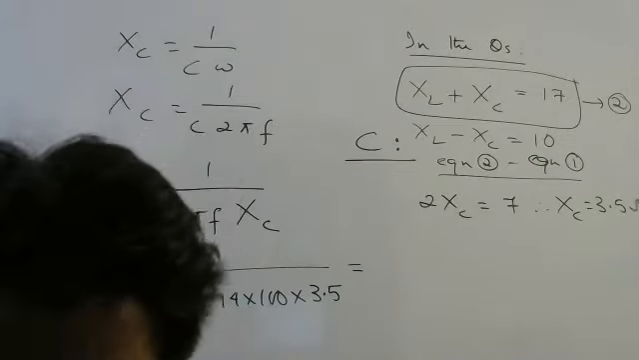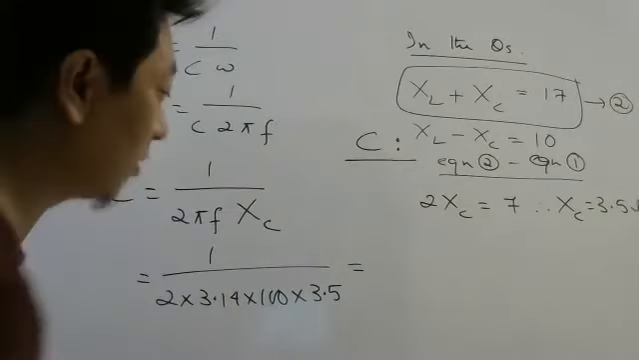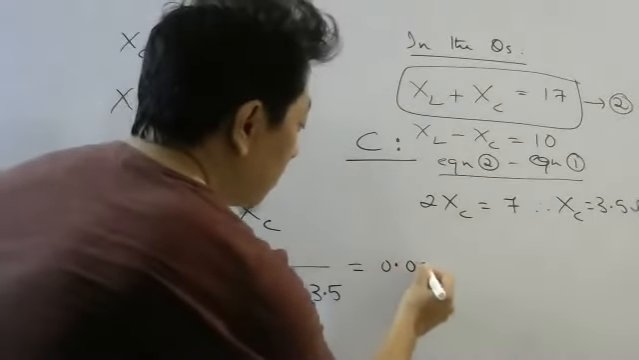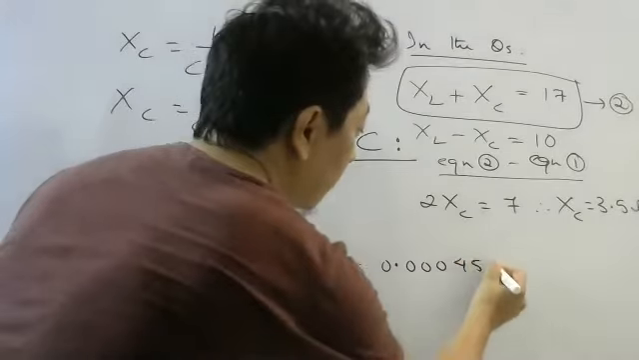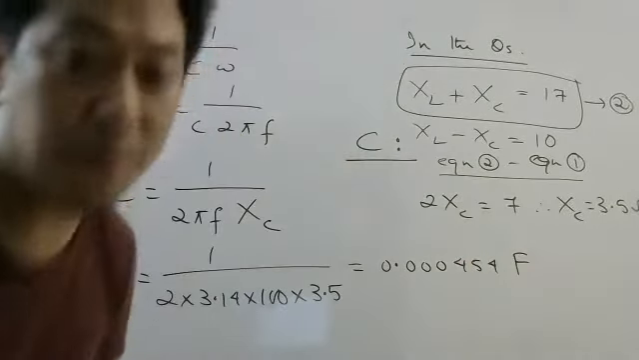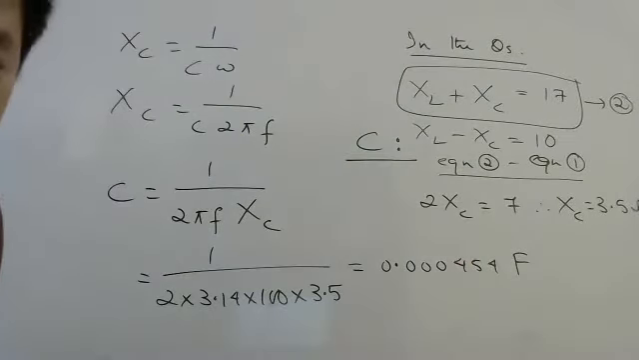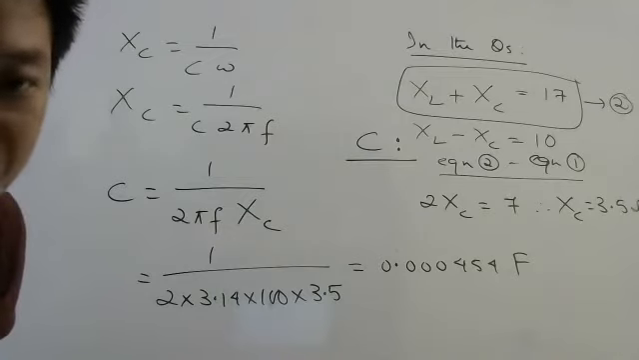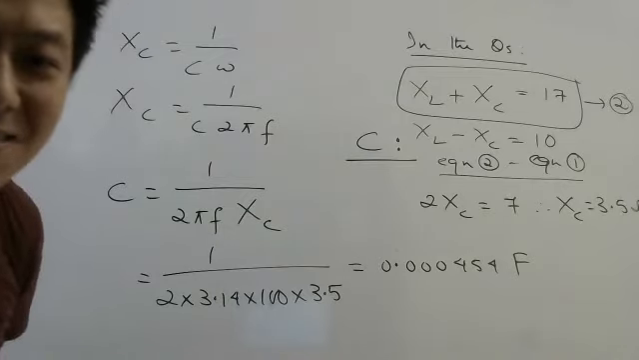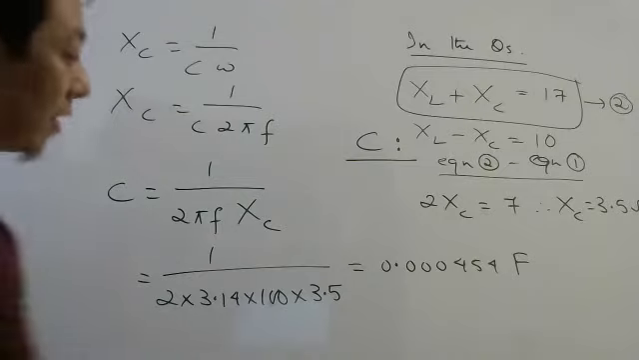Zero point 0.000454. 0.000454 Farad. Everybody got this much? Check once. Yeah.